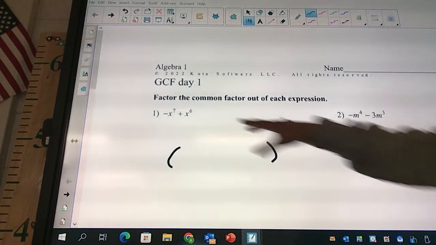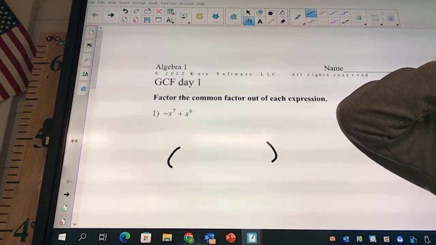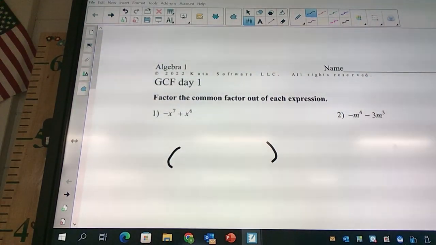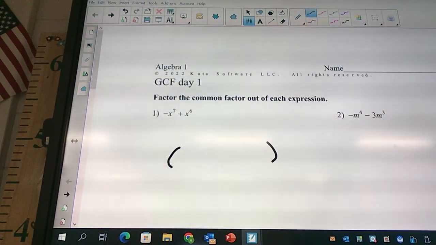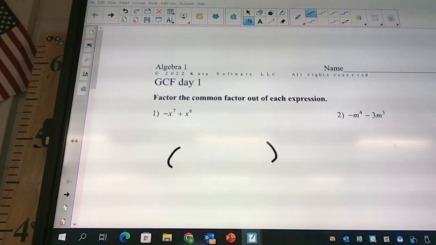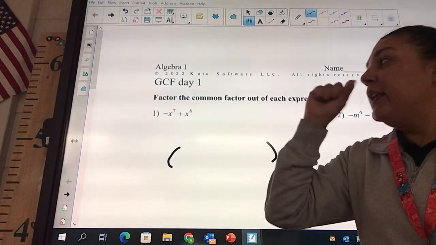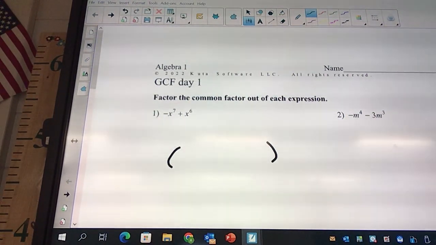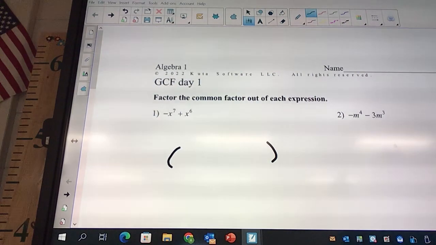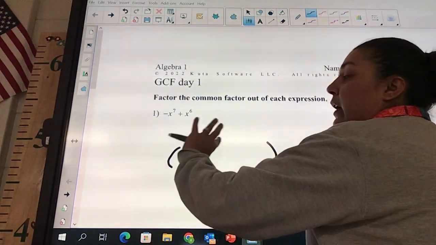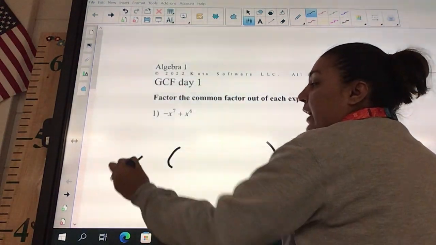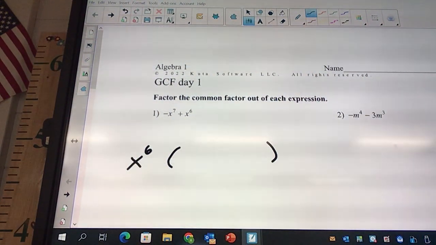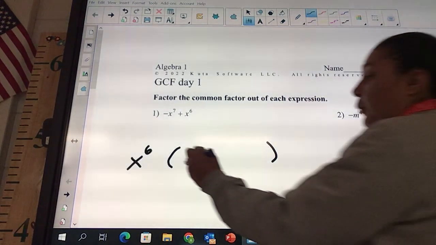We can see here that they both definitely have X's, okay? Now, we have one with a 7X and one with a 6X. You can only take the least amount that's in both, okay? So if we look at this, how many X's are the least amount from both? I have one with a 6 and one with a 7. 6. Okay, so I can pull out, meaning it's going to go on the outside, X to the 6th. Now our signs on the inside, nothing's going to change, so we can put those back there.